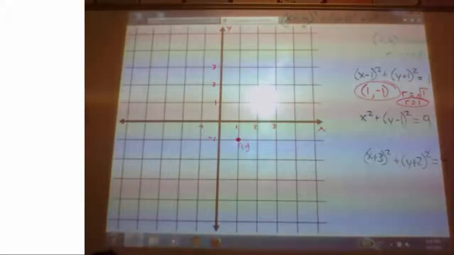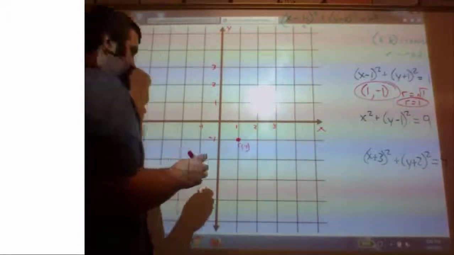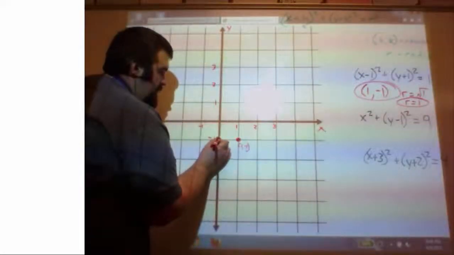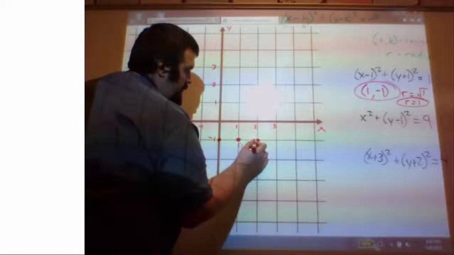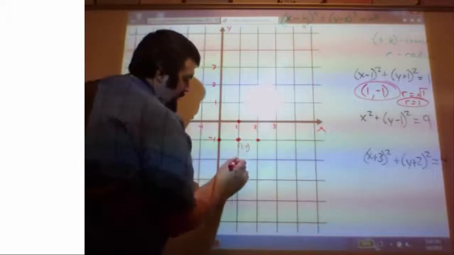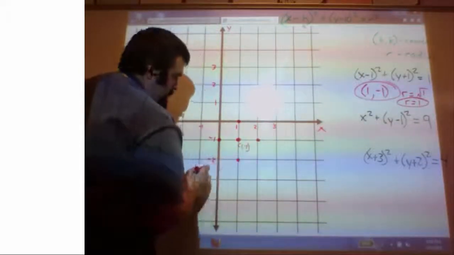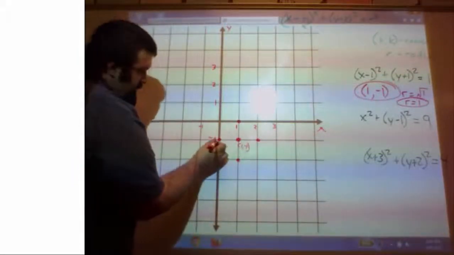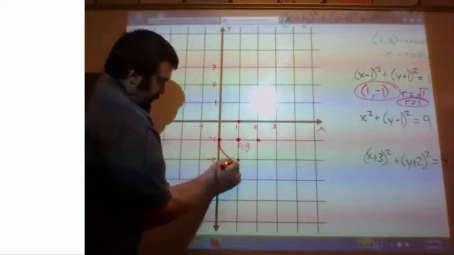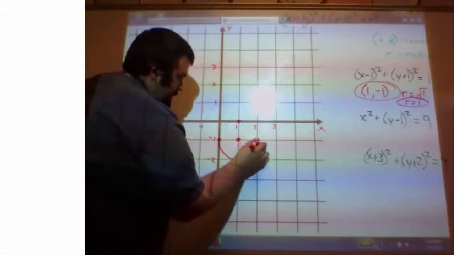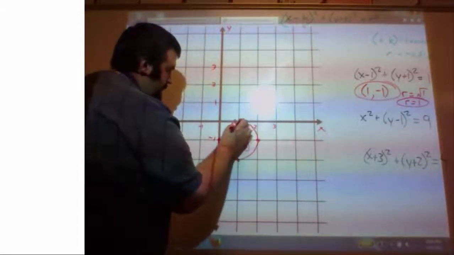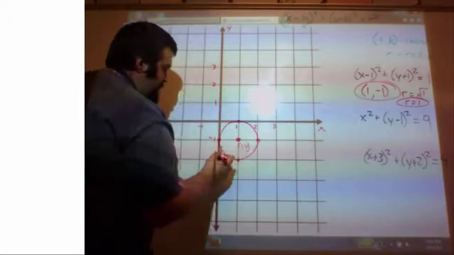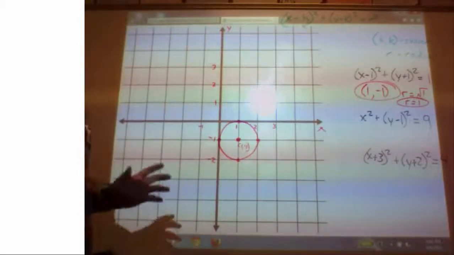Now my radius is 1. So the next step is to go left 1, right 1, up 1, and down 1. And at this point, the last step is connect those dots I just made with an arc. So you're going to do something like this. You're going to make 4 arcs, trying to make it as close to a circle as possible. And there you go. You have graphed it.